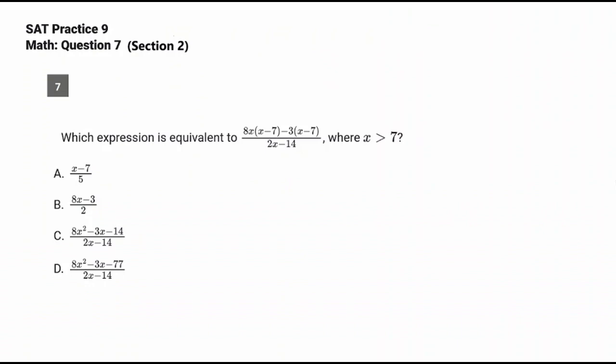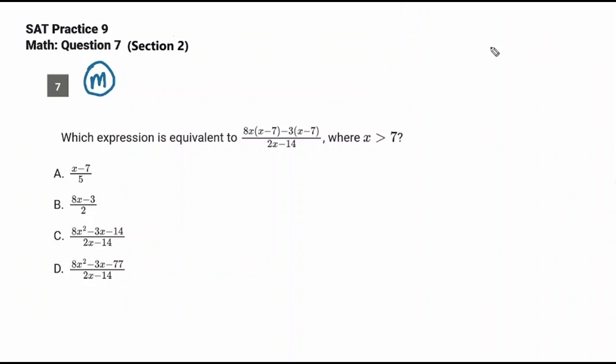We're on SAT Practice Test 9, Math Section 2, Question 7. Level of difficulty is medium. Guys, this is an absolute classic plug-in. How do I know it's a plug-in? The variables all over the answer choices. There's variables in the problem. There's no constants. Which equation is equivalent to this big old mess where x is bigger than 7?